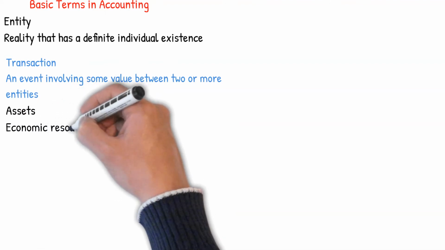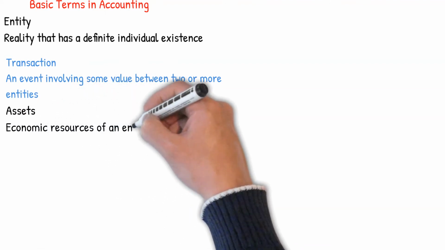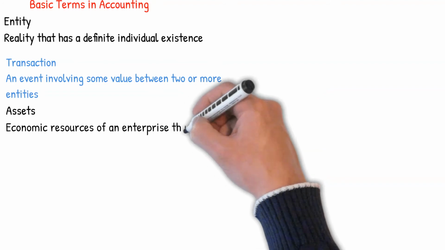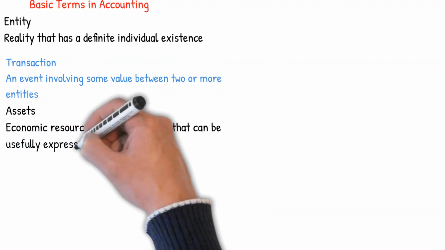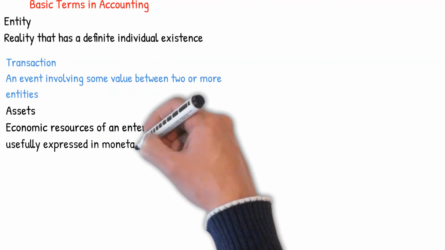Assets. Assets are economic resources of an enterprise that can be expressed in monetary terms. Example, Cargo Services owns a fleet of trucks which can be used for shipment.